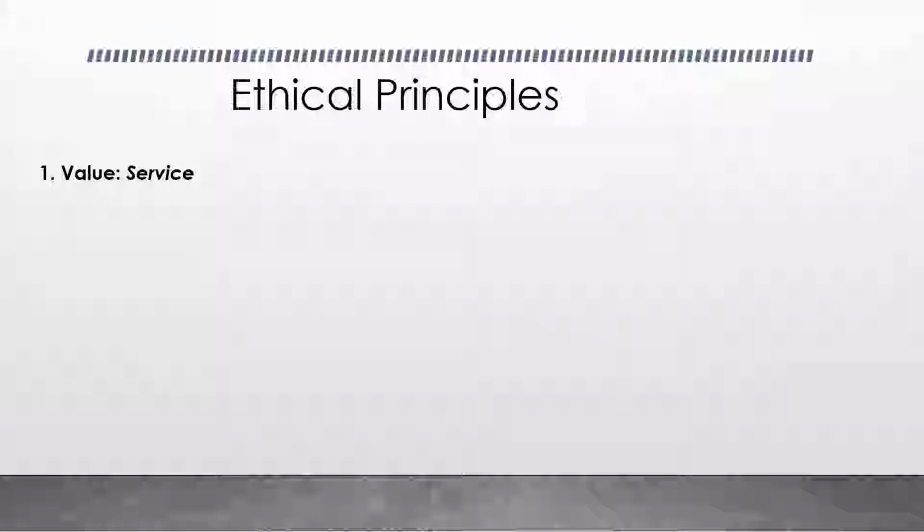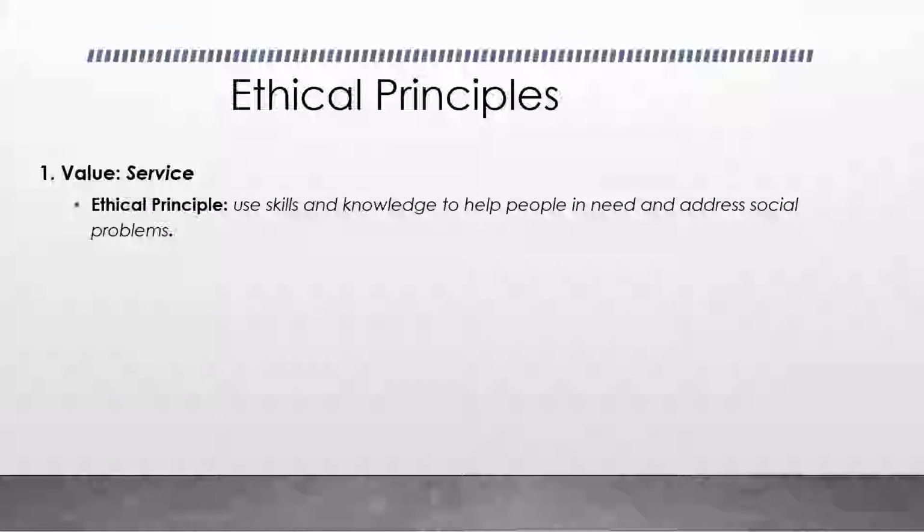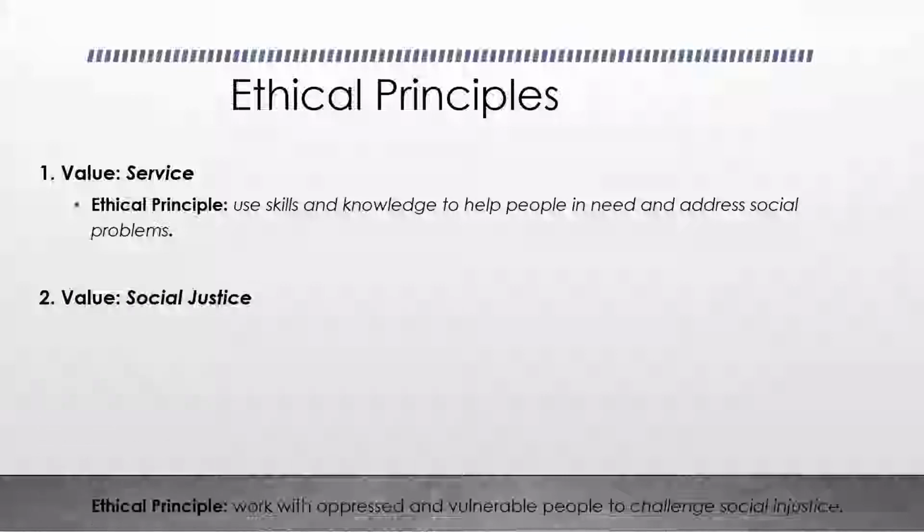So the first one is service. And the ethical principle associated with this is the idea that we should use skills and knowledge to help people in need and address social problems. This ethical principle also suggests that we should, as social workers, give of ourselves, donate some of our time, much like lawyers do with pro bono work, that social workers should give some of their service or their time free of charge. Our second value is social justice.